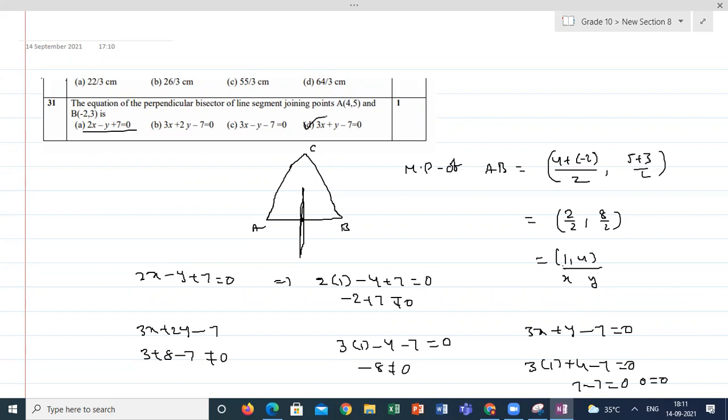This is also one more way you can do this question. So if you are a little bit good with mental calculation, no need to use the pen. Just substitute 1 comma 4 in place of x and y. In mind you can calculate and you can mark the answer. Is it clear? What is another way of answering this question? Students? Yes.